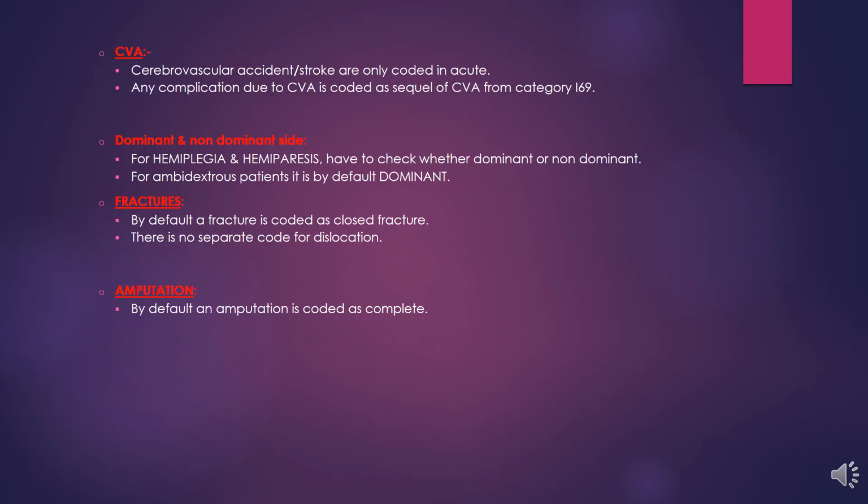CVA, cerebrovascular accident, stroke are only coded in acute. Any complication due to CVA is coded as sequelae of CVA from category I69. Dominant and non-dominant side has to be checked for each: hemiplegia and hemiparesis. For ambidextrous patients, it is by default dominant.